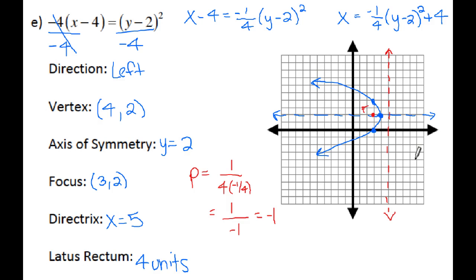All right, so some key elements of your graph. Start by figuring out the direction, and to do that, you need to solve for A, or figure out if A is positive or negative. Your vertex, that's your H and your K. Axis of symmetry goes through your vertex. For your focus and directrix, you need to figure out what P is. P is the distance from your vertex to your focus. It is also the distance from your vertex to your directrix. And then to figure out how wide or how narrow your graph is going to be, you need to figure out your latus rectum, which is just going to be the absolute value of A.